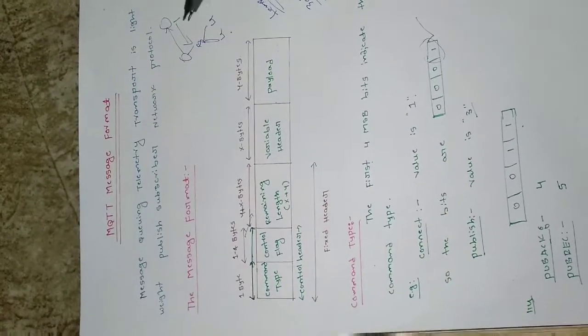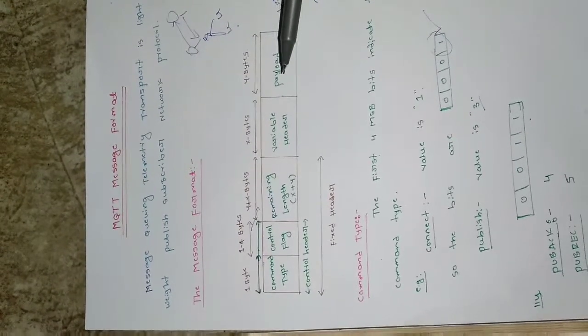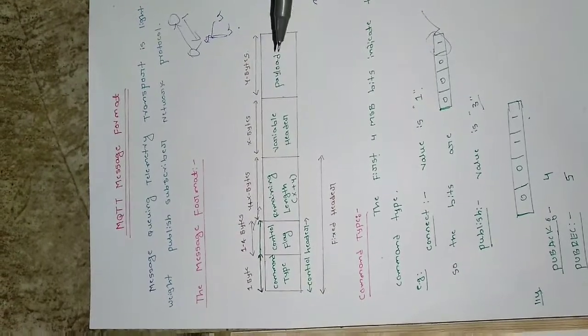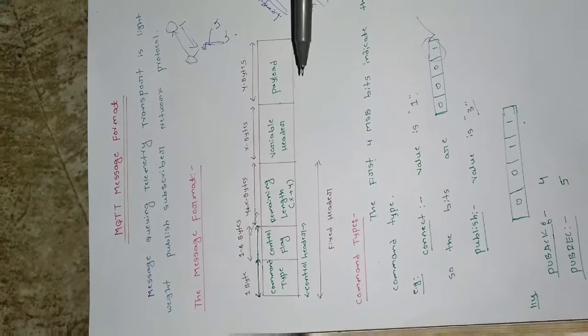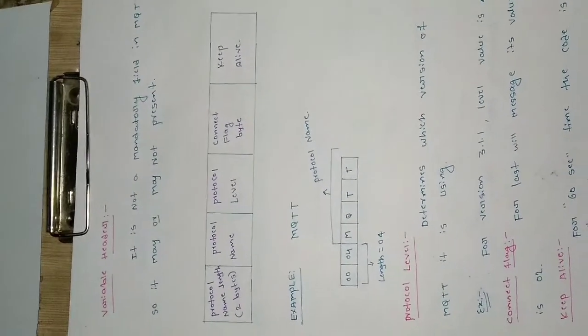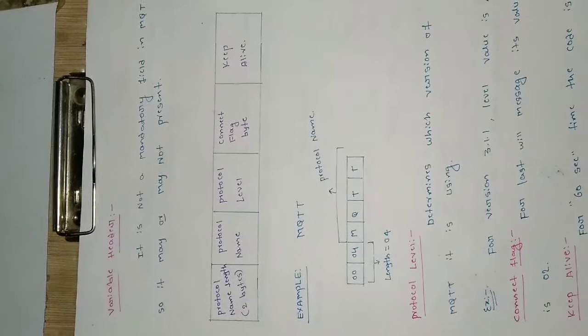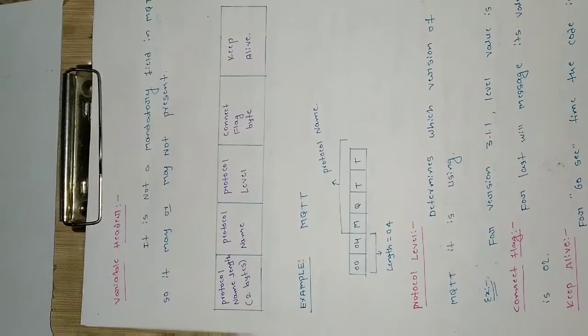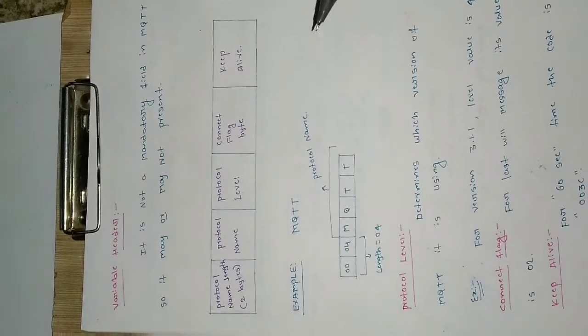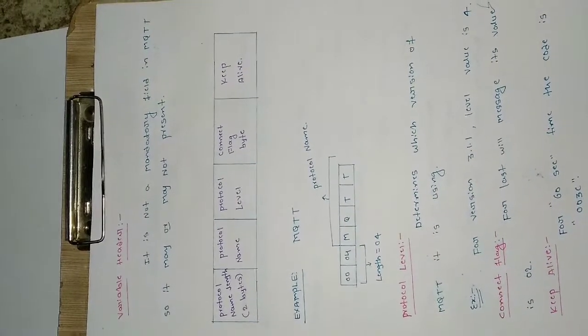Okay, so now the next is the variable header. It is of length x bytes, so it is not fixed. Its length can vary from message to message. What is meant by the variable header and what is its general format, we will see now. It is not a mandatory field in MQTT, so it may or may not be present. It may be present in some commands or messages, and not present in others. Its general format is something like this.